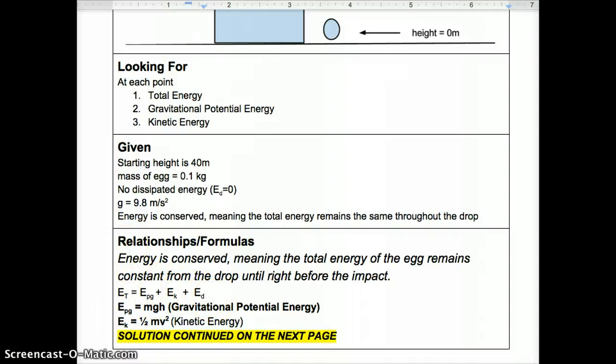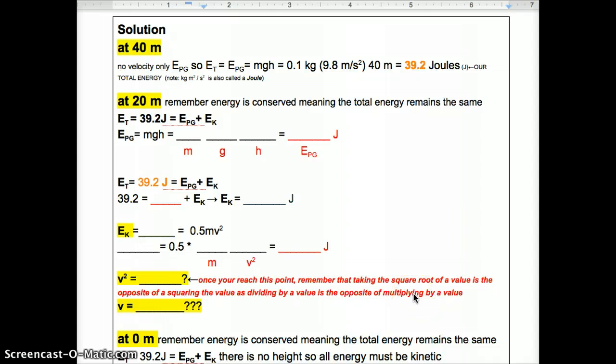Relationships and formulas are what we identify next. So here's the idea of energy conservation. Energy is not created or destroyed. Here's the formula that refers to that. So our total energy, E sub t, will remain the same throughout the problem. Here's our gravitational potential energy formula, and here's kinetic energy. So I'll go ahead and solve the first part of this problem for you, and then I'd like you to solve it at 20 meters and 0 meters.